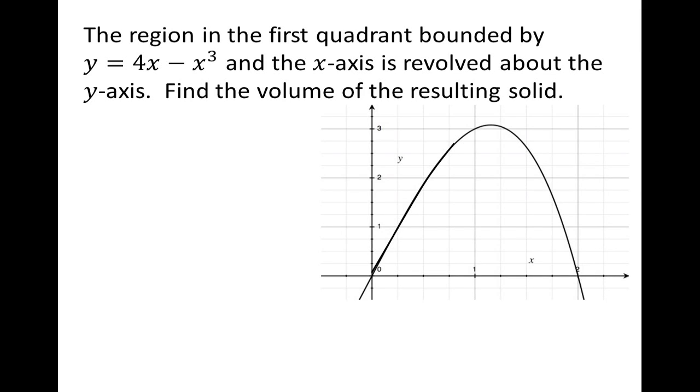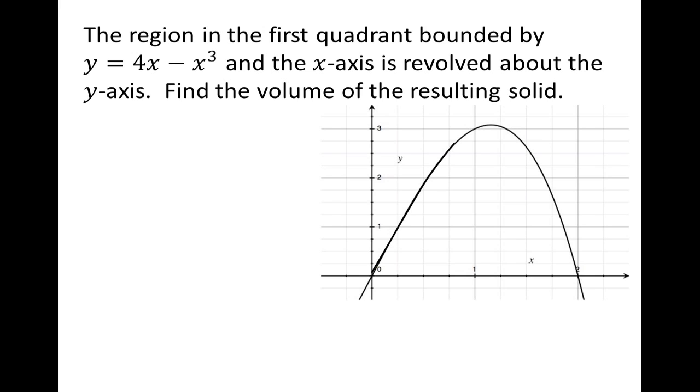We're going to look at a new method for finding the volume of solids that are generated by revolving regions about axes. Here we're going to take the region bounded by this curve, 4x minus x cubed, and the x-axis, so the inside region here, and we're going to revolve it about the y-axis. The method that we're going to use is known as the method of cylindrical shells, and it's a little bit different than the disc and washer method.